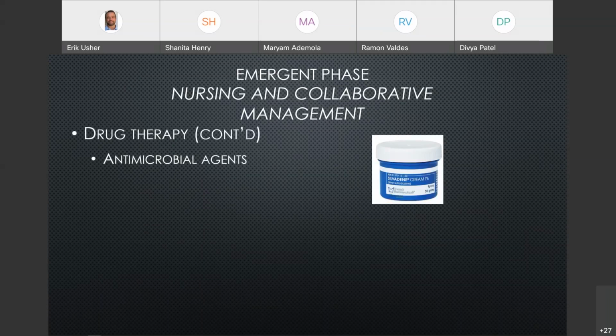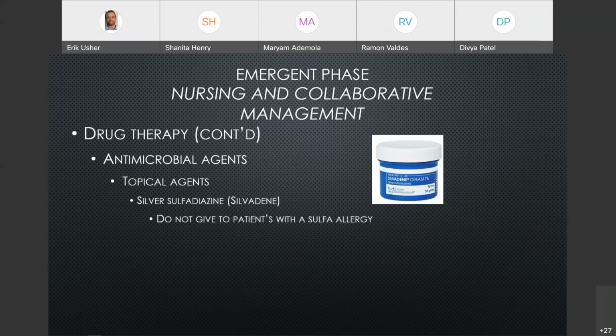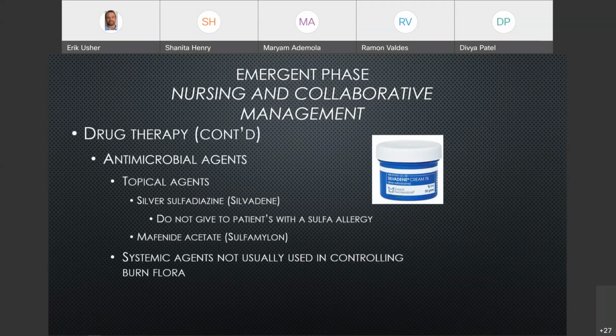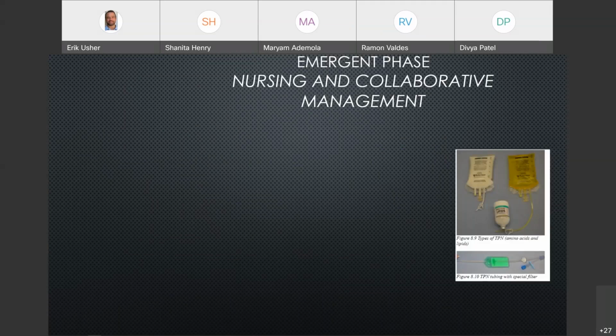We also have antimicrobial agents that we can use for these patients. Those are some topical agents like silver sulfadiazine or Silvadene. We don't give it to patients with a sulfa allergy. Remember, it's a sulfonamide, silver sulfadiazine. Mafenide acetate or Sulfamylon. And then we can give systemic agents, which are not usually the first thing we go for, just because we don't have a predictability with the vasculature if that's going to actually take care of that patient for controlling burn flora on top. Usually topical agents are better. But if they do have signs and symptoms of invasive wound sepsis, that's where we give them the hardcore IV antibiotics.